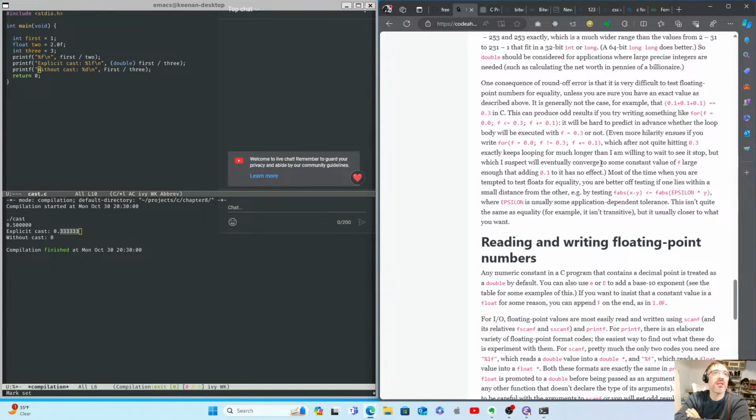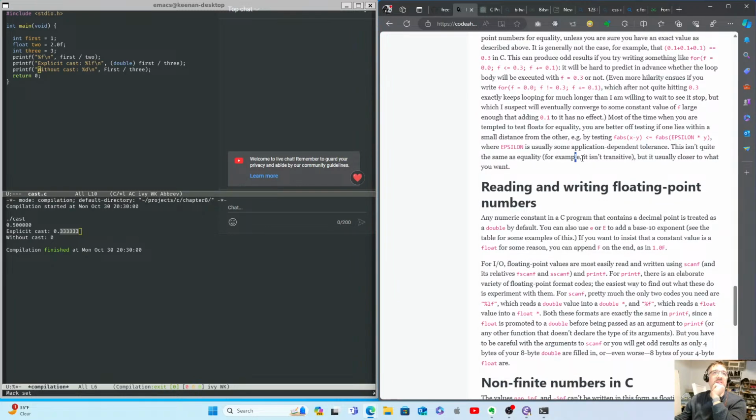after not quite hitting 0.3 exactly keeps looping for much longer than I am willing to wait to see it stop, but which I suspect will eventually converge to some constant value of f large enough that adding 0.1 to it has no effect. Most of the time when you are tempted to test floats for equality, you are better off testing if one lies within a small distance from the other, for example by testing fabs(x - y) <= epsilon * fabs(y), where epsilon is usually some application-dependent tolerance. This isn't quite the same as equality. For example, it isn't transitive, but it's usually closer to what you want.